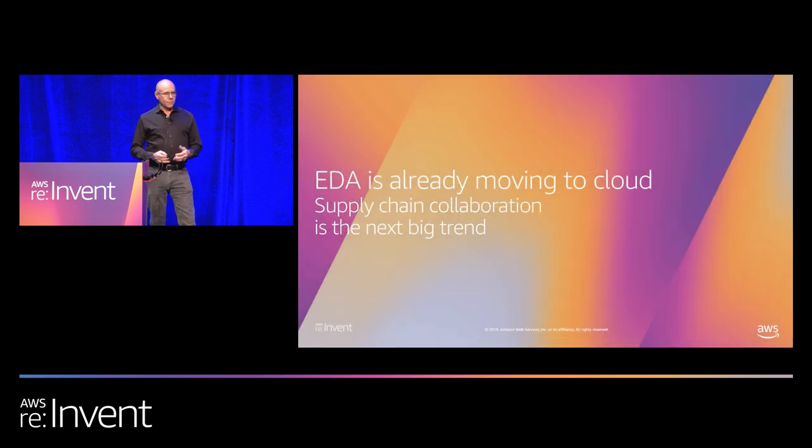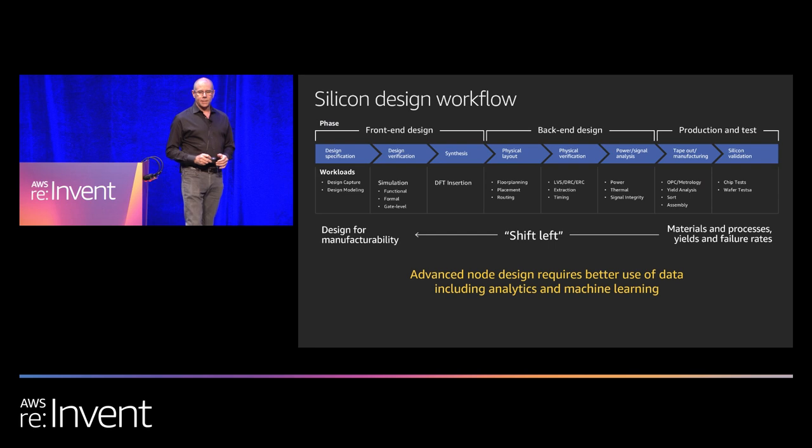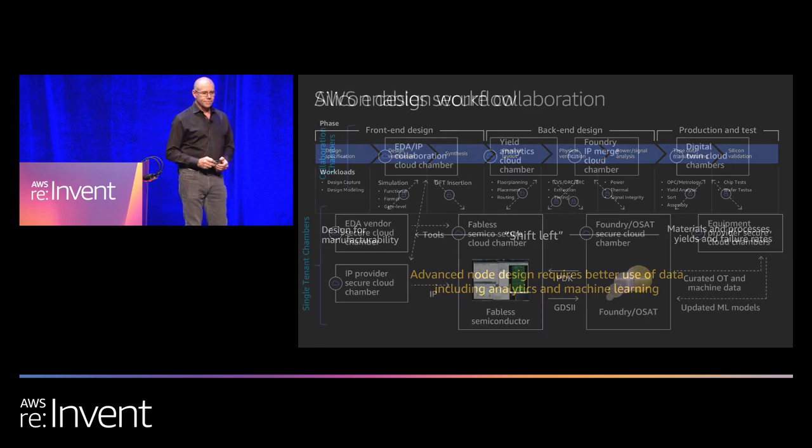So EDA is moving to cloud, and we'll hear more about that in a few moments from MediaTek and from ARM. I want to talk briefly about what we're seeing in supply chain collaboration, though. Next generation and even current generation silicon design really requires much more collaboration across the supply chain and across these workflows than ever before. For example, getting information from the foundry environment, from the actual chip manufacturing, back into the design process is a very important part of this process today, because it is a disaggregated supply chain. You typically have fabless semiconductor companies that are different from their IP providers, that are different from the actual manufacturers, and finding ways to collaborate across that ecosystem is very, very important.